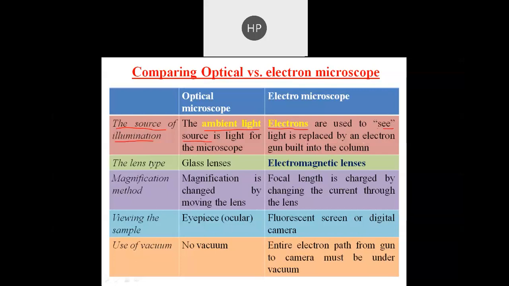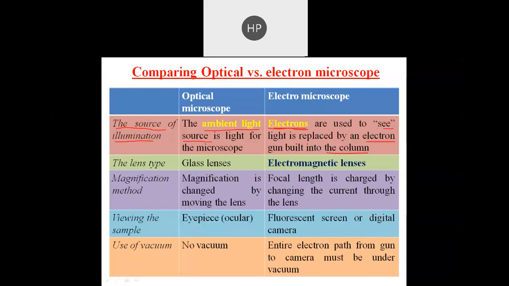The light is replaced by an electron gun, built into the column. So here, the light source is replaced by the electron gun, and from the electron gun the electrons are produced, and those electrons are utilized to analyze or illuminate that particular portion.